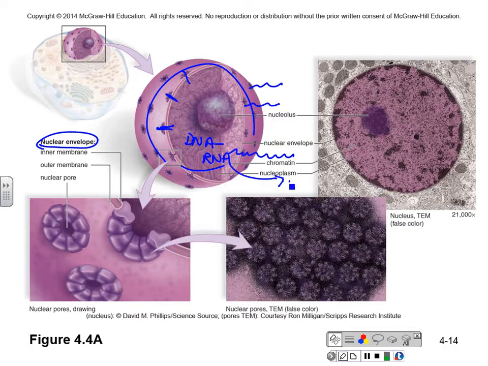Now remember, what's RNA going to become? RNA is going to get made into a protein by ribosomes.